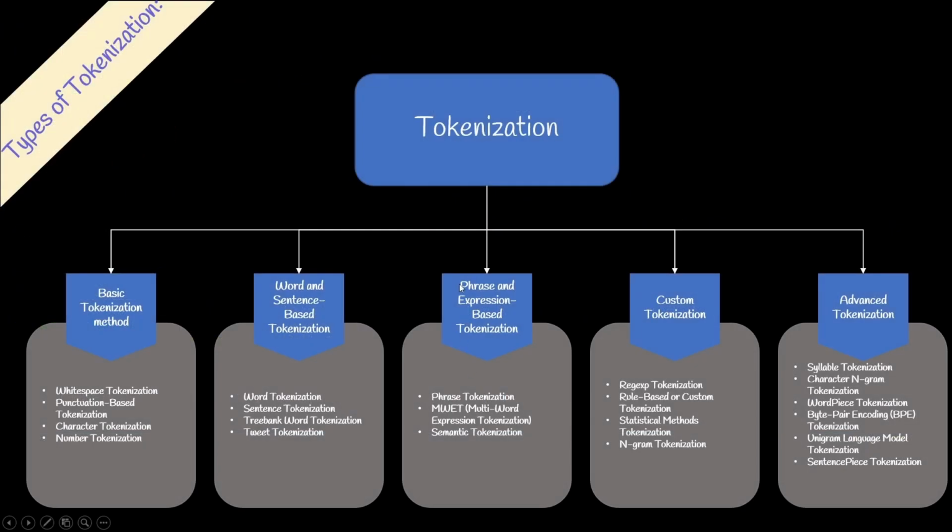Now the third one is phrase and expression based tokenization methods. These techniques go beyond basic word level tokenization, focusing on meaning and context. Phrase tokenization groups words into phrases that form meaningful units. So instead of splitting each word individually, it recognizes common word combinations or phrases. This is useful when you are working with proper nouns or collocations that frequently appear together.